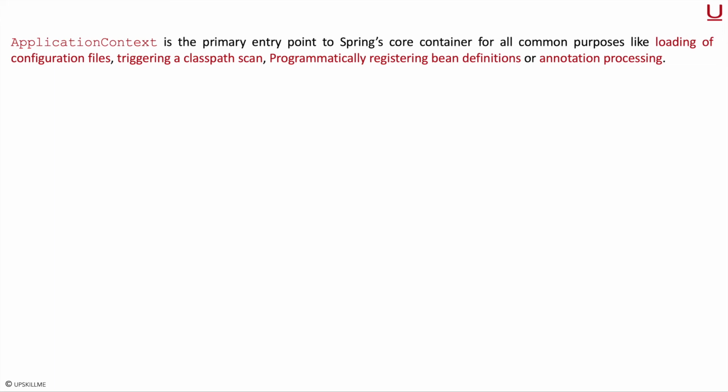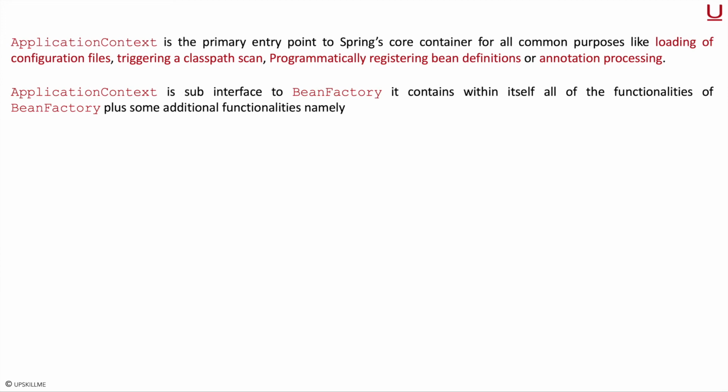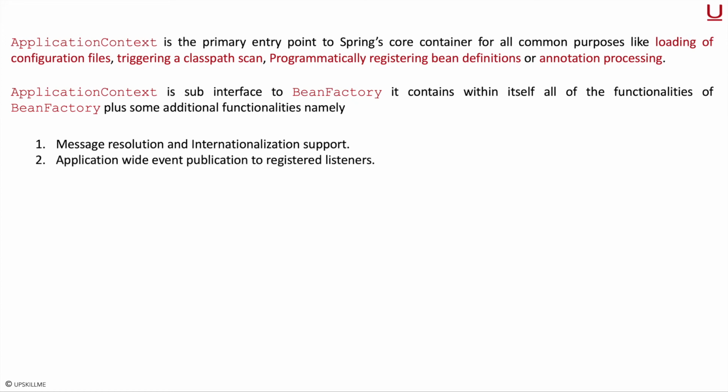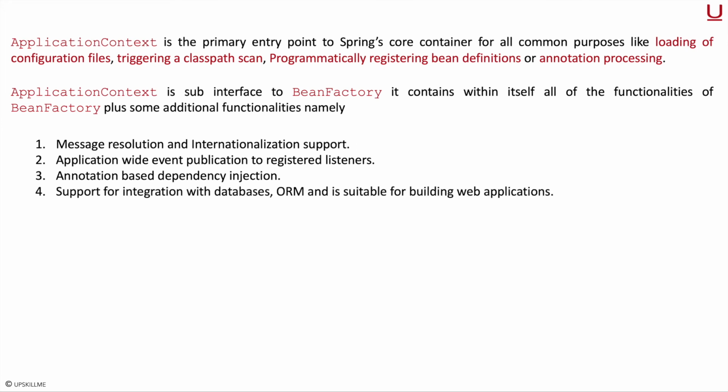Application context is a sub-interface to Bean Factory. It contains within itself all of the functionalities of Bean Factory plus some additional functionalities, namely number 1, message resolution and internationalization support. Number 2, application-wide event publication to registered listeners. Number 3, annotation-based dependency injection. Number 4, support for integration with databases, ORMs, and is suitable for building web applications.